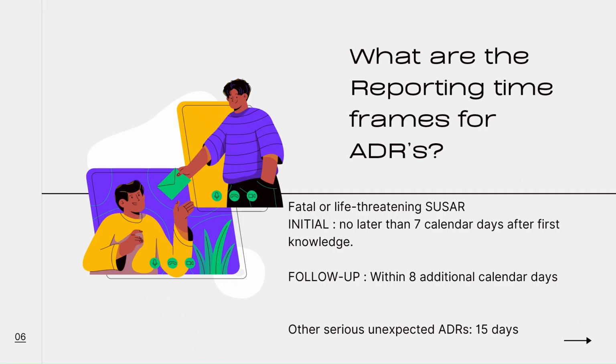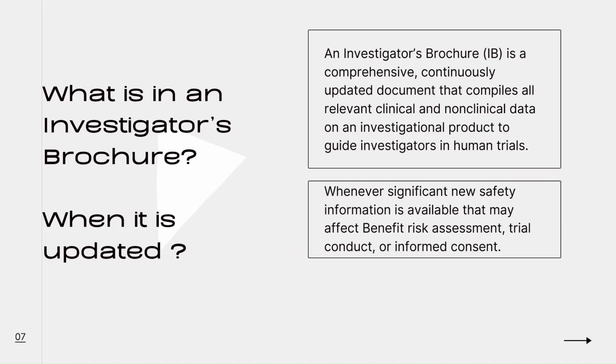So what are the reporting time frames for ADRs? This is majorly in relation to the SUSARs, as ICH E2A is about clinical safety data management that we discussed. For the fatal or life-threatening SUSAR, initially it is no later than 7 calendar days after first knowledge, and for the follow-up it can be within 8 additional calendar days, and any other serious unexpected ADRs have to be reported in 15 days.